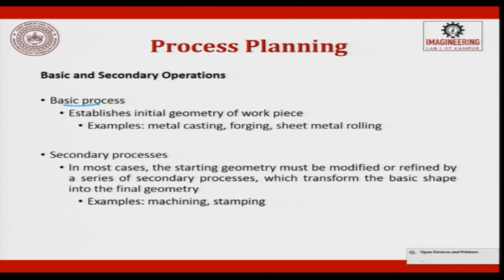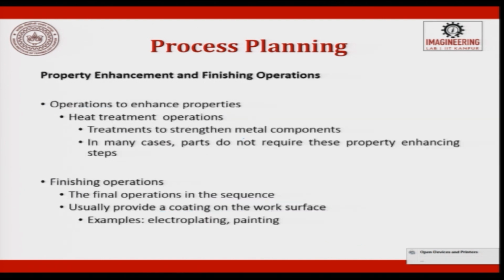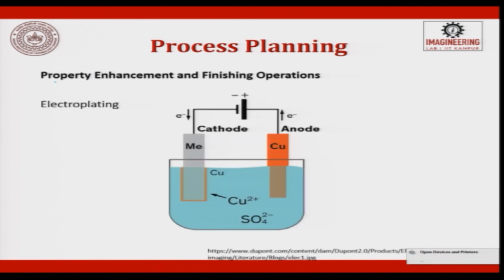It can be casting process, forging process, sheet metal making process, whatever it is. The secondary process can be machining and stamping, as I told you, which tries to convert a blank into a part as required. Then heat treatment I have already discussed, and then finally it is painting, coating, anodizing, all these things happen. So, property enhancement and finishing operation.